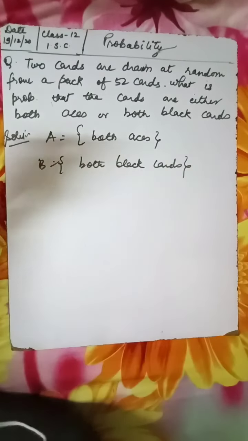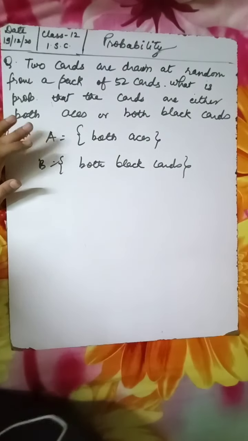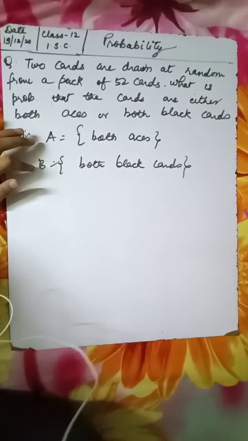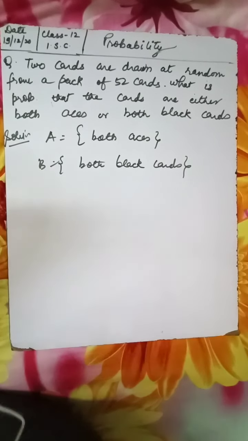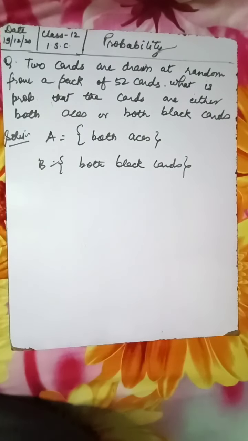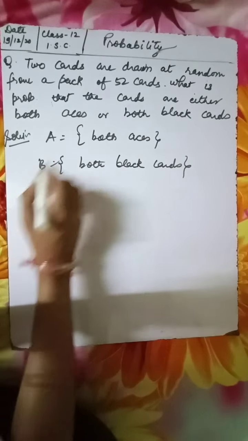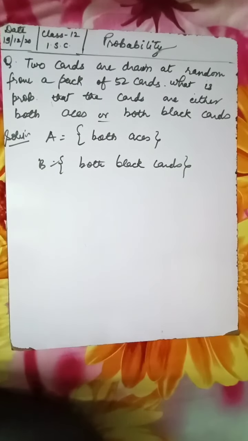Okay, so I've considered event A as both aces and B as both black cards. And what will be A intersection B? It will be drawing two cards which are both aces and black cards. So there is a possibility that a card can be both ace and black. First of all, let us see what the probability of A will be, because as this is an OR question, we will require P of A union B, and for that we require P of A, P of B, and P of A intersection B.